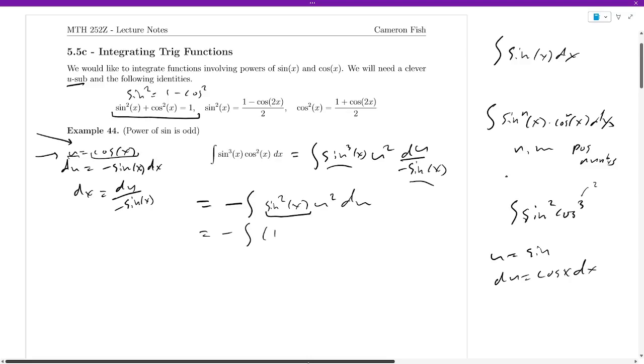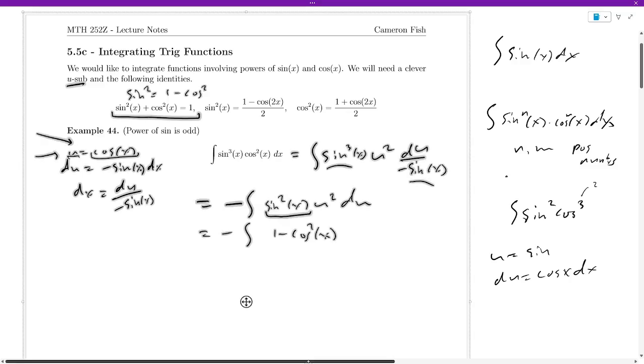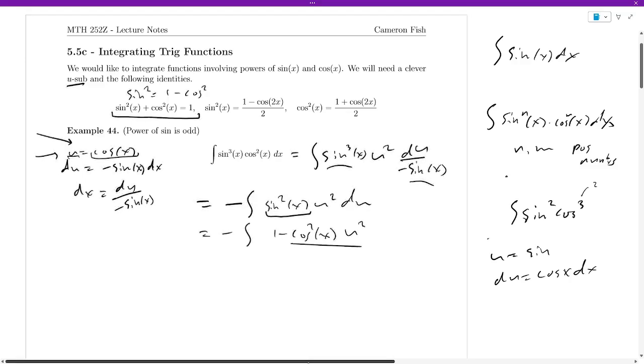This is the integral of 1 minus cosine squared. That's just using the identity. By the way, it's good to have these parentheses like this, because if you didn't have them, when I write the u squared, it would look like you're doing cosine squared times u squared, which is not what we mean. So we have to keep the parentheses.